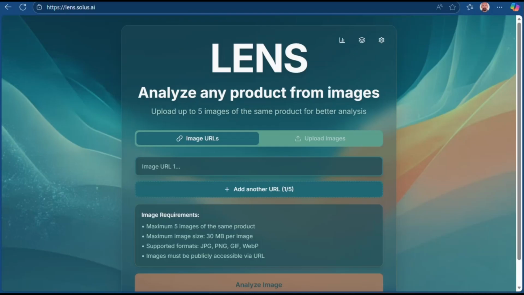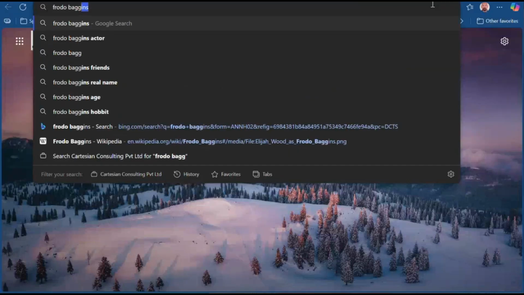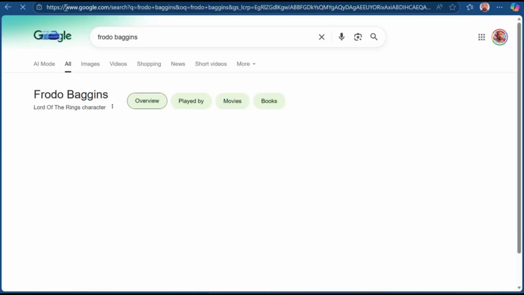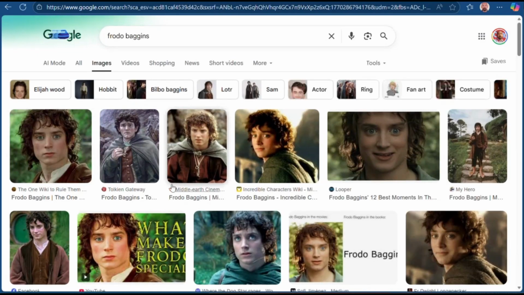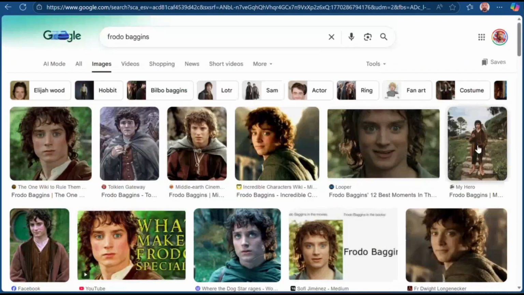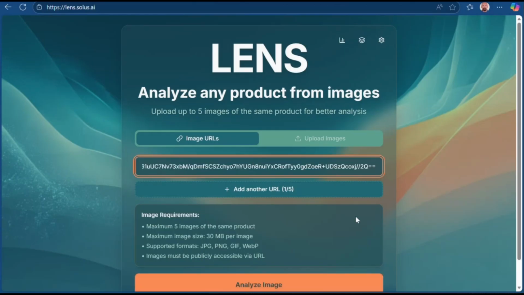One example that we're building is something called Lens. Okay, so what we're doing here is, let's take an example, right? Because we did a lot of the rings, I'm just going to say Frodo Baggins now. Okay, and let's go to images. And let's take one of the Frodo Baggins images. So let's take this guy. Okay, and I'm going to ask Lens to characterize this. Right.